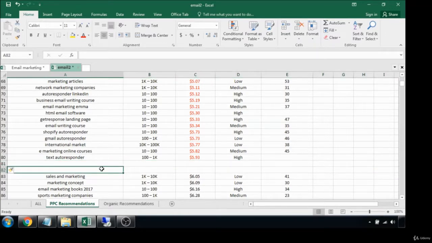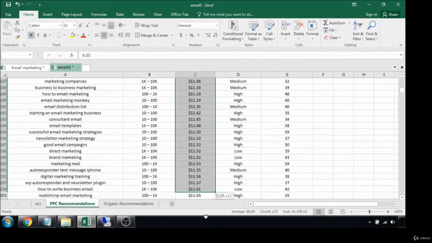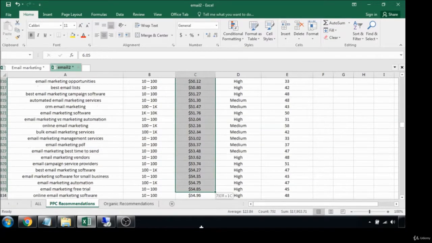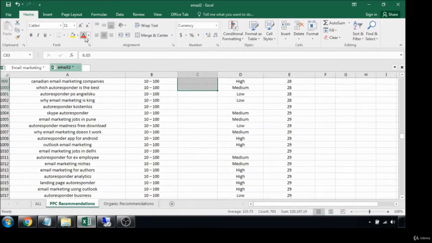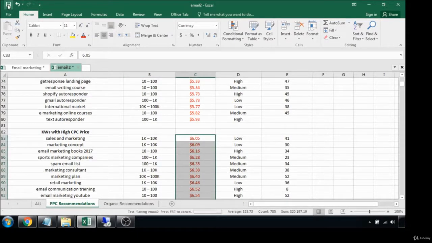things like this, and then I'll go keywords with high cost per click. However you want to name that, just let them know, like, obviously these are super duper high. There's no way they're going to be able to afford terms like that. And then you can just go ahead and put all those in red, or a super deep red, to avoid, however you want.